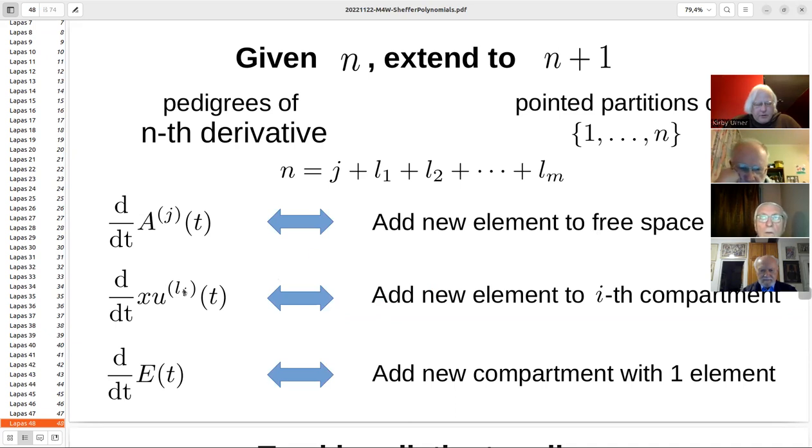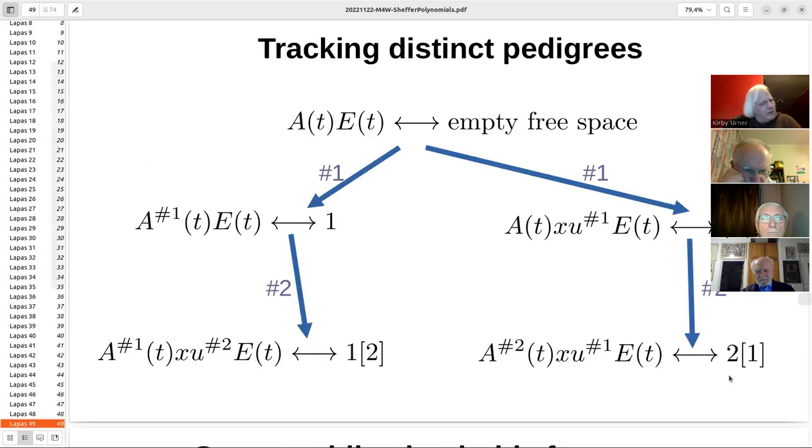The way we do that is we differentiate here. Differentiating the father is the same as adding a new element to free space. Differentiating the baby is the same as adding an element to the ith compartment. Differentiating the mother is the same as adding a new compartment with one element, which are the three cases that we worked through. And so this is tracking. Here's an example where we track that.